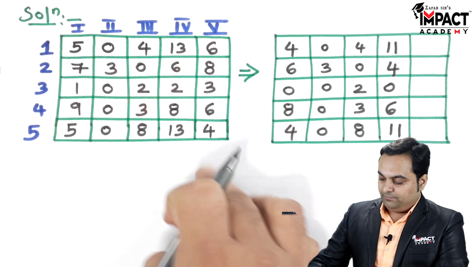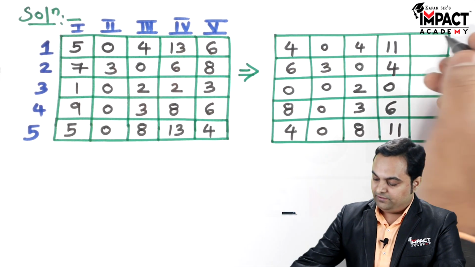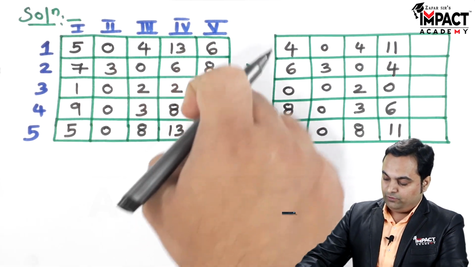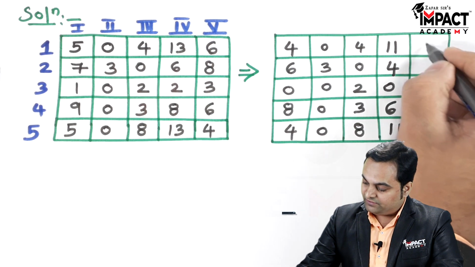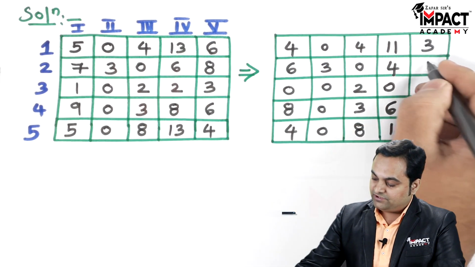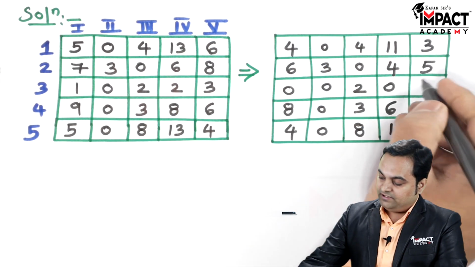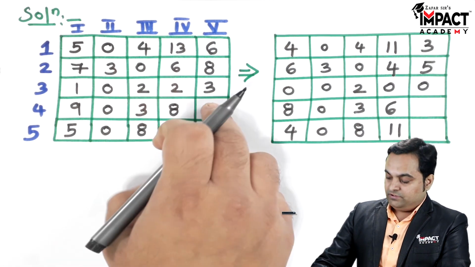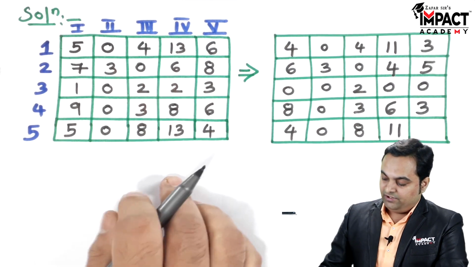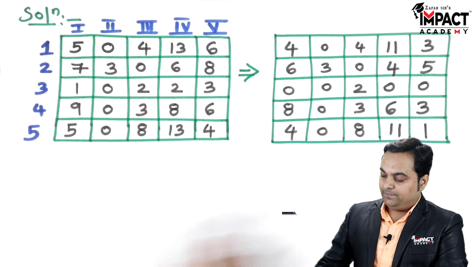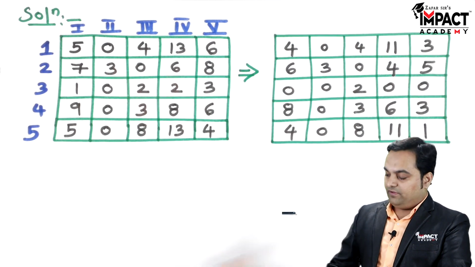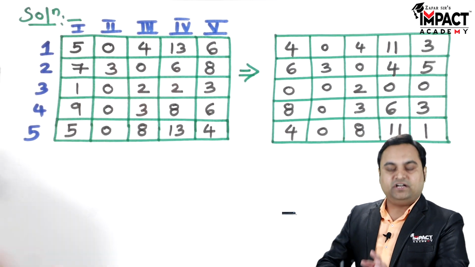Then the last column, minimum value 4. So 6 minus, minimum value is 3, not 4. So 6 minus 3, that is 3. 8 minus 3, 5. 3 minus 3, 0. 6 minus 3, again 3. And 4 minus 3, that is 1. Now we see that zeros are present in each row and each column. So we can start with the assignment.